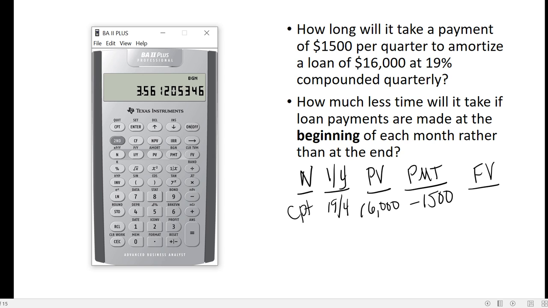So now that we've solved our problems, we want to turn that BGN off. You go through the exact same steps as we used to turn it on. So we do second payment, second enter, second quit, and you're ready to solve your next problem.